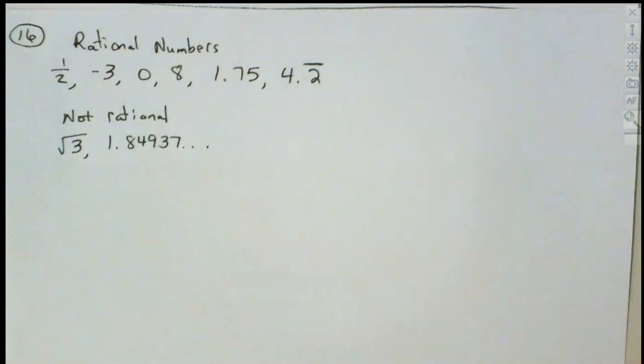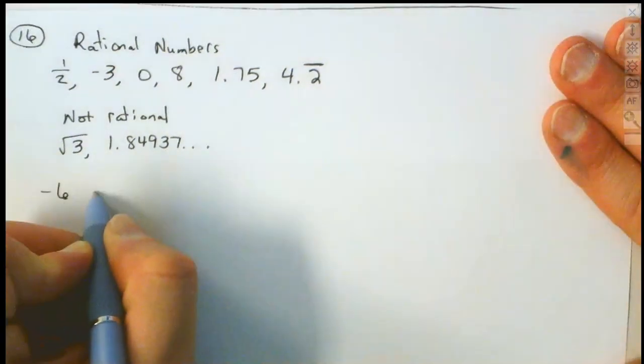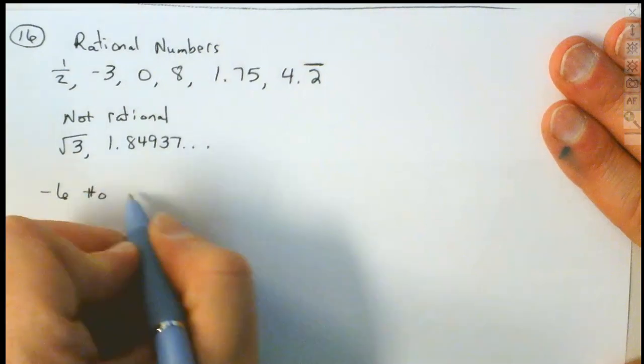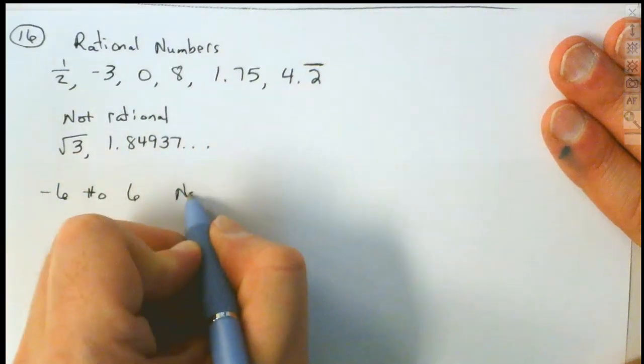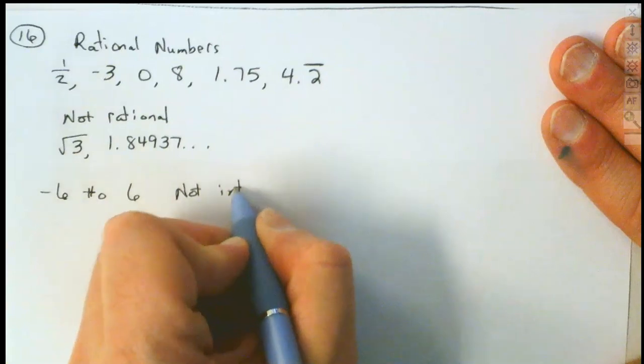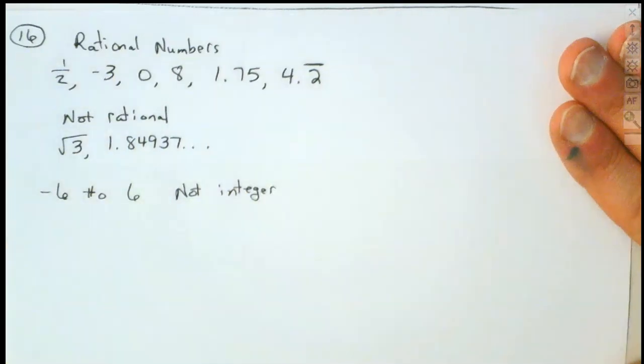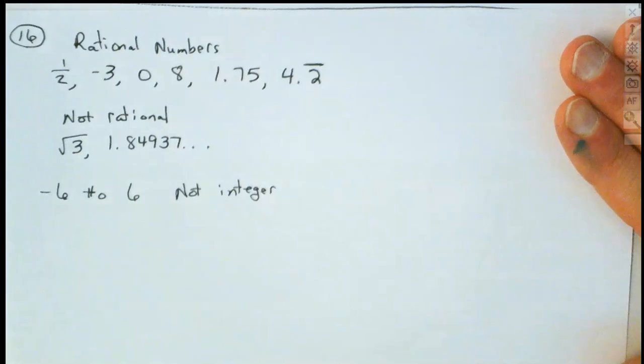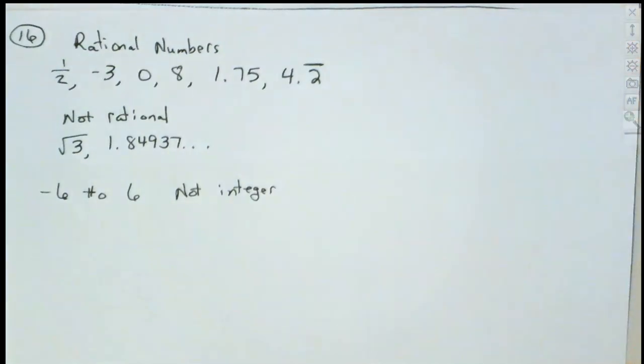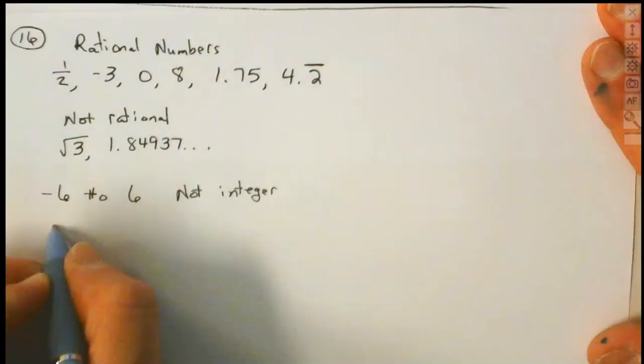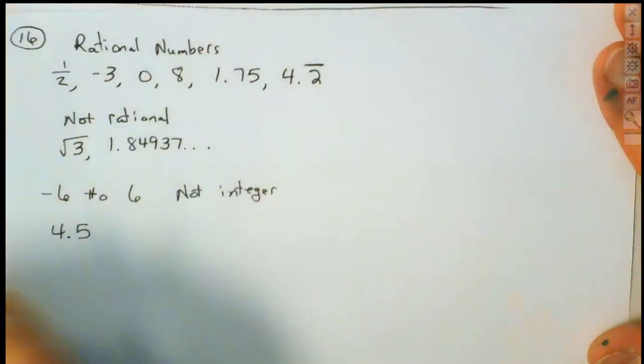Now, what do we want? We want a number between -6 and +6 that is not an integer, and it has to be rational. So what are some numbers that might work? Okay, 4.5 would work, right? Or -4.5, that's one that would work.